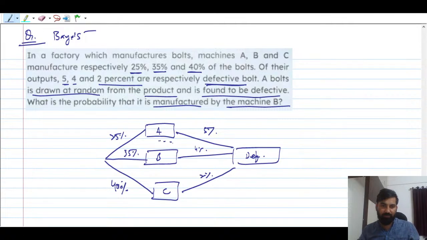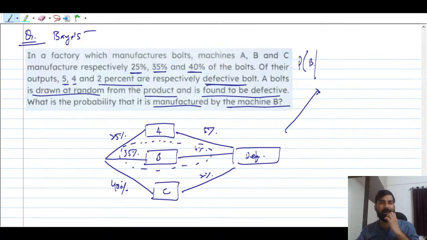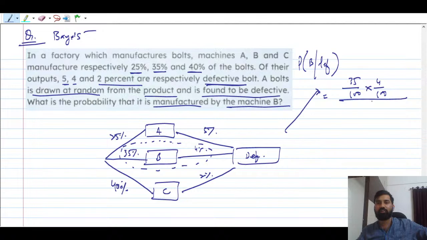So you have to put this in the numerator by multiplying. You have to find the probability of B given the defective, which is nothing but 35 by 100 into 4 by 100, and then in total 25 by 100 into 5 by 100 plus 35 by 100 into 4 by 100. This term will also be present in the denominator.